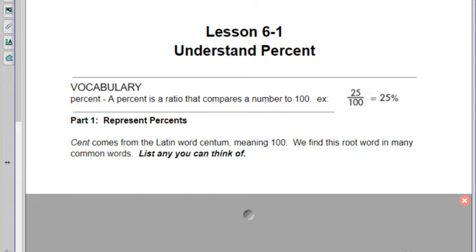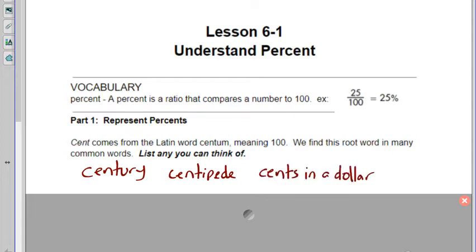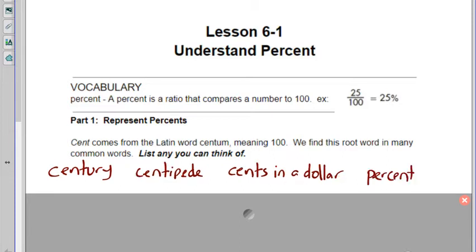Well, how about century? Century is 100 years. What about a centipede? A centipede allegedly has 100 legs. I don't think it does, but it has a lot of legs. How about cents in a dollar? There's 100 pennies in a dollar, 100 cents. And of course there's per cent or per 100. So there's just a few, there are many more.